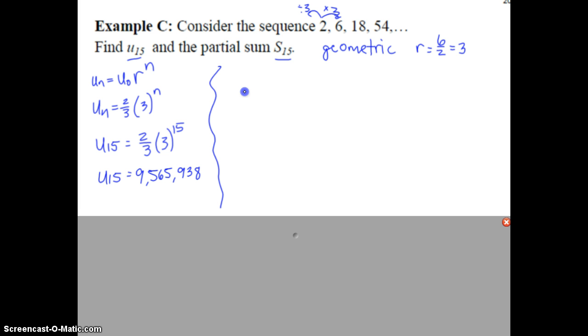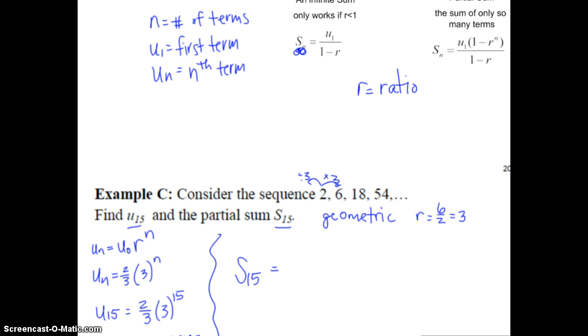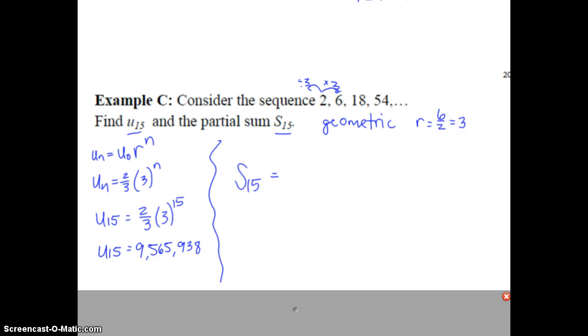be greater than that. To find S sub 15, we're going to use that third formula I gave you above, which is the formula, just pop up and take a peek at that. S sub n equals U sub 1 times 1 minus r to the n divided by 1 minus r.